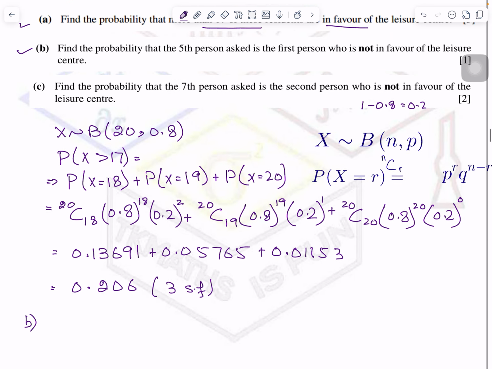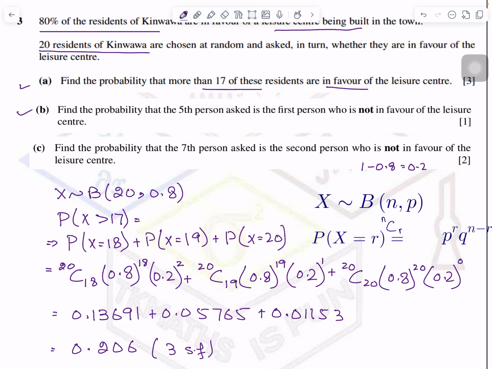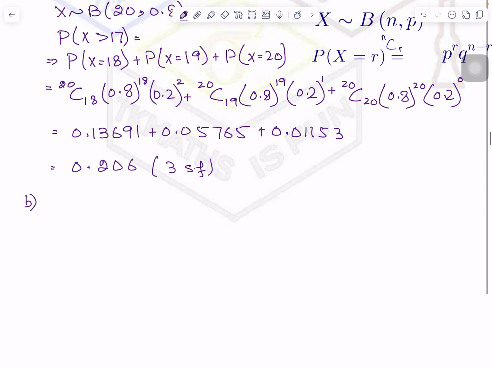Okay. So part B is saying, find the probability that the 5th person asked is actually the first person who is not in favor of the leisure. So people who are not in favor, what is their probability? 0.2. So basically when questions were asked from people, it was the 5th person who said, no, I'm not in favor of it. So first person in favor, second person says I'm in favor, third person says I'm in favor, fourth person says I'm in favor, and fifth one says I am not in favor.